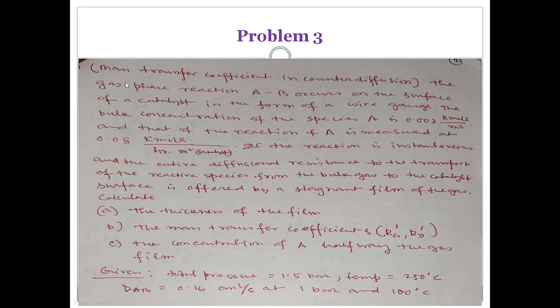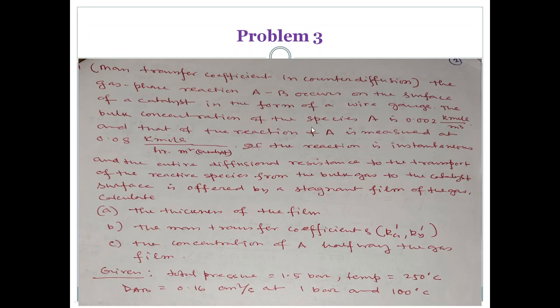In problem 2 we discussed diffusion of A through non-diffusing B. In problem 3 we will discuss one problem on equimolar counter diffusion. The gas phase reaction A to B occurs on the surface of a catalyst in the form of a wire gauze. So the A to B reaction is happening in a porous catalyst, so A is diffusing through the pores and B is coming out. So this is an equimolar counter diffusion case.